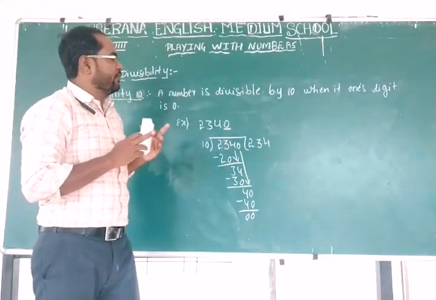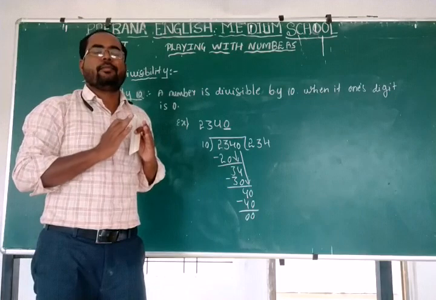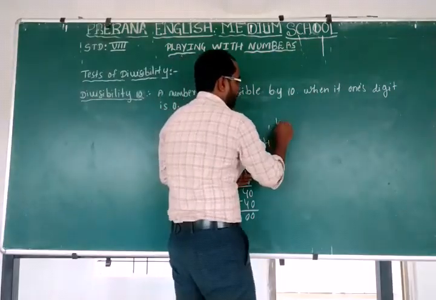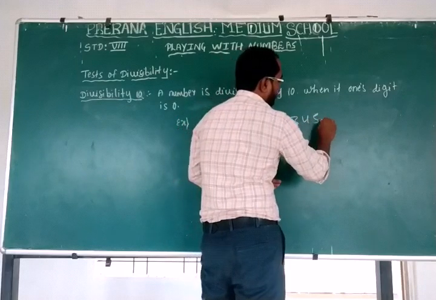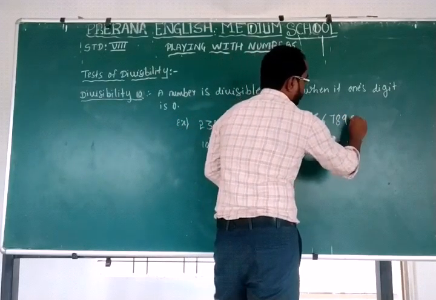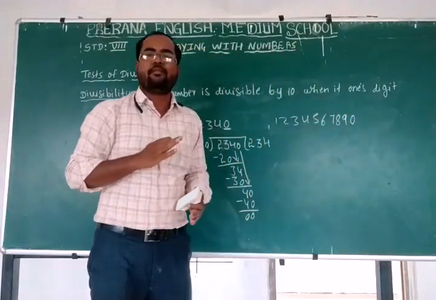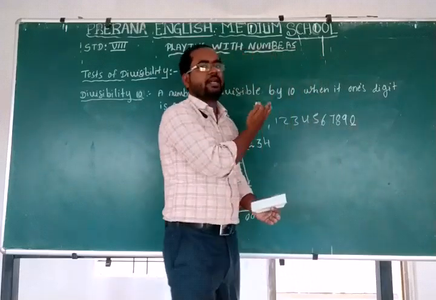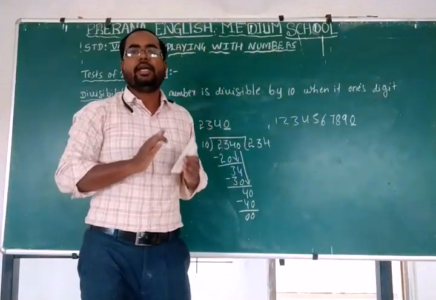Only thing you remember, if a number ends with 0, then that number is completely divisible by 10. Whatever the number will be, if it is 1, 2, 3, 4, 5, 6, 7, 8, 9, 0, it is divisible by 10. Yes, you just look at the unit place. If it is 0, then that number will be completely divisible by 10.